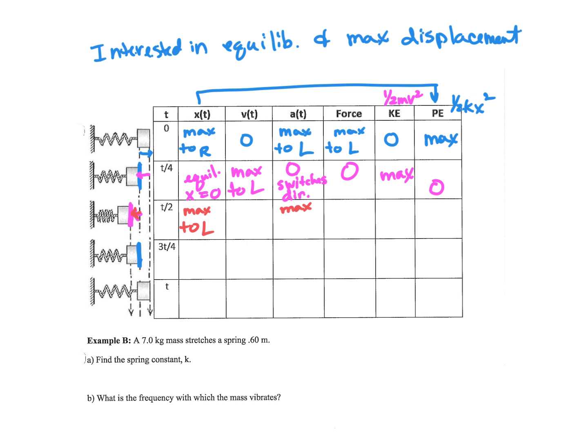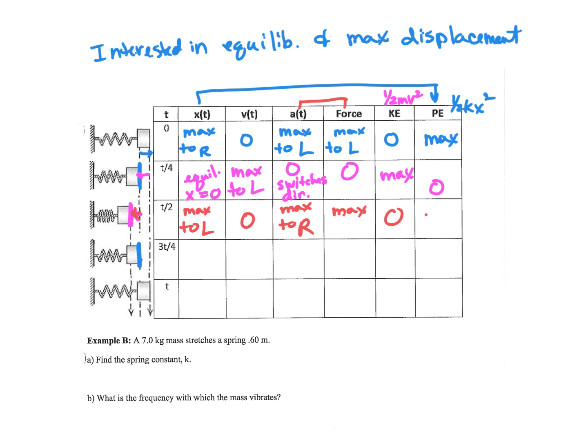The velocity has slowed down now. If the acceleration is at a maximum, it means that this thing has come to a stop, which means our velocity is 0. So our kinetic energy is 0. If our acceleration is a max, that means these go together. That means our force is a max. And if this position is at a max, then our spring potential energy is also at a max.